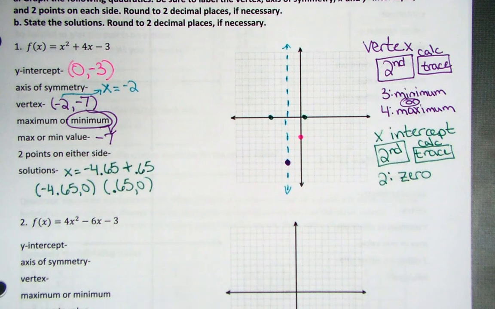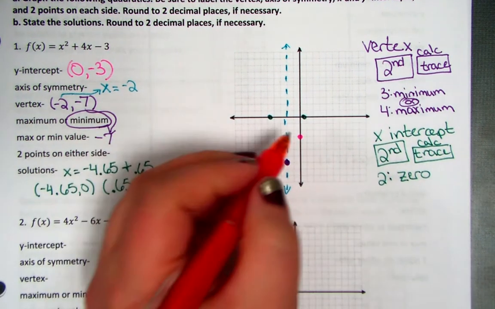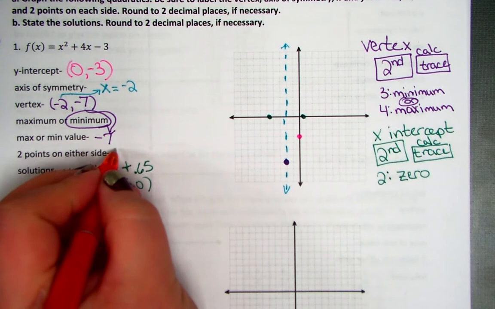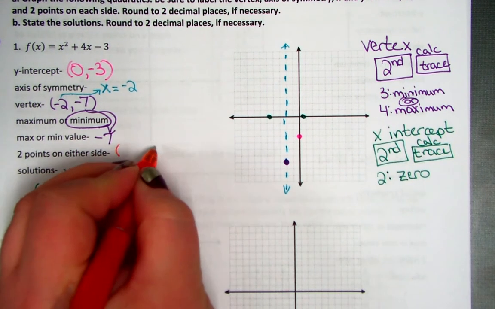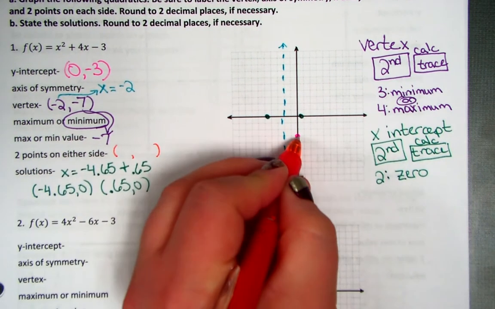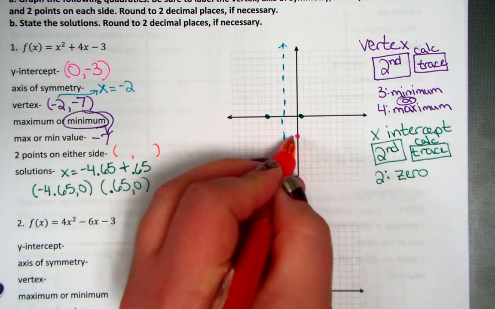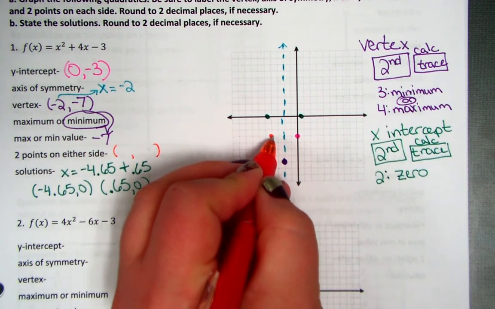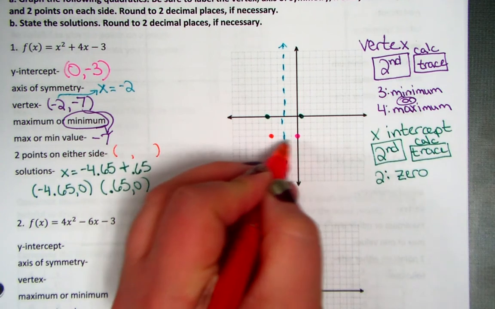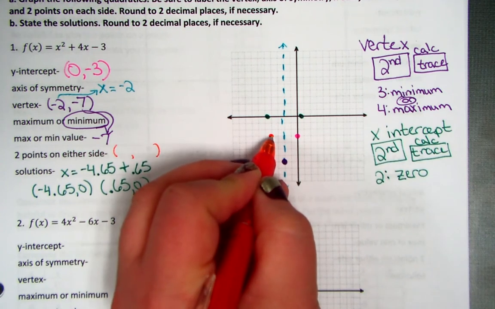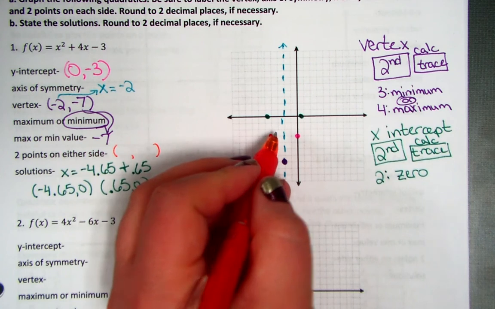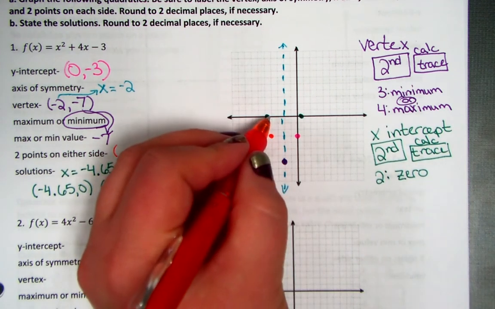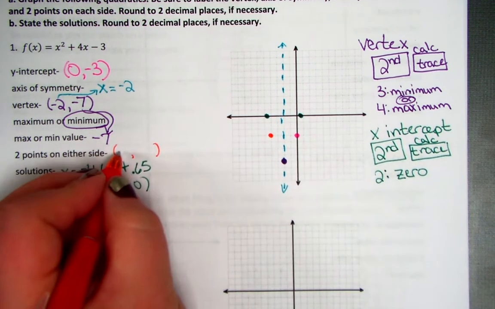And so it's time for us to find that last point that's going to be our mirrored point. So the 2 points on either side that I haven't listed yet will be our mirrored point. The y-intercept is 2 away from the vertex, so if I continue past the axis of symmetry, I'll get my second point on the left side. And that's at (-4, -3).